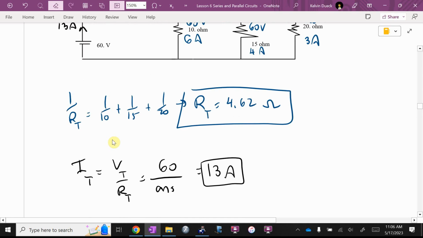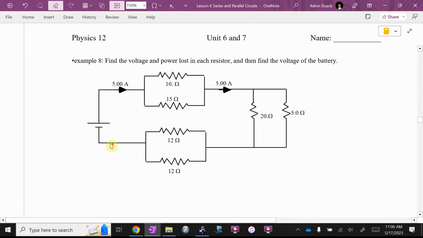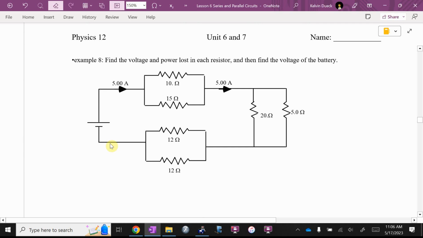That's about a C minus, C level question. Let's do a B level question. Example 8. What makes this a B level question? Look carefully. Well, there's some stuff in parallel. Yeah, but you'll also notice something's missing. What didn't they give you?